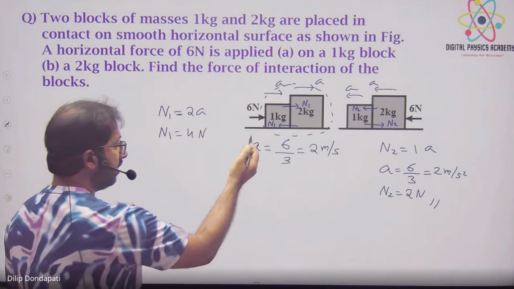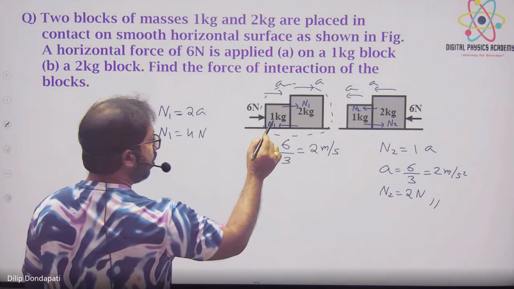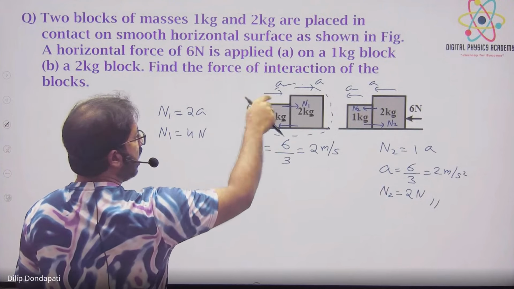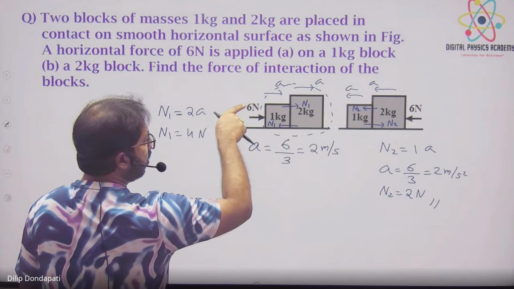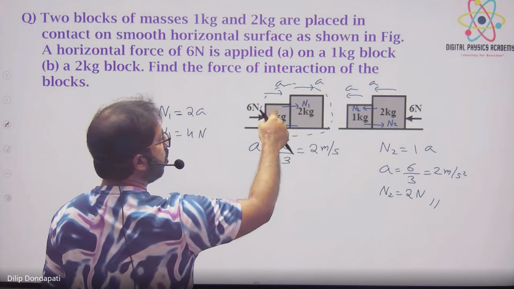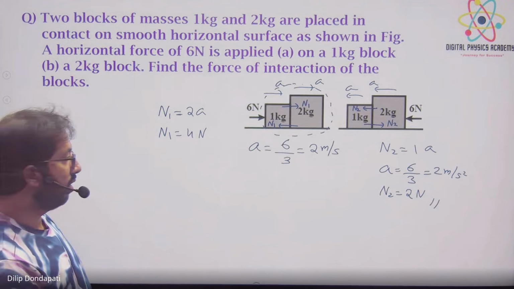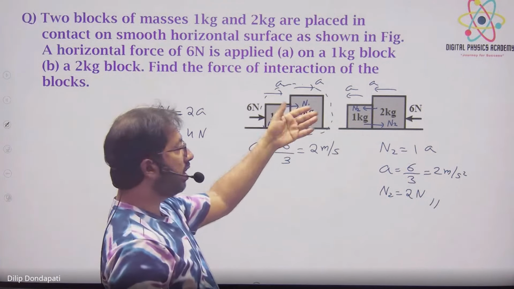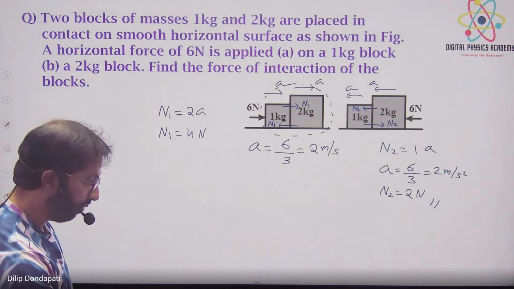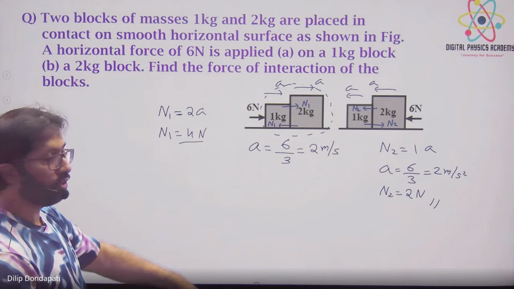Sir, if we have to find the normal for 1 kg, what will it be? Yes, N1 is the same. Look, if you apply the concept here, what will be the net force? 6 minus N1 is equal to 1a. If I substitute, we'll get N1. So whichever is easy, that one I choose and solve. So I got N1 as 4. N1 is 4, N2 is 2.